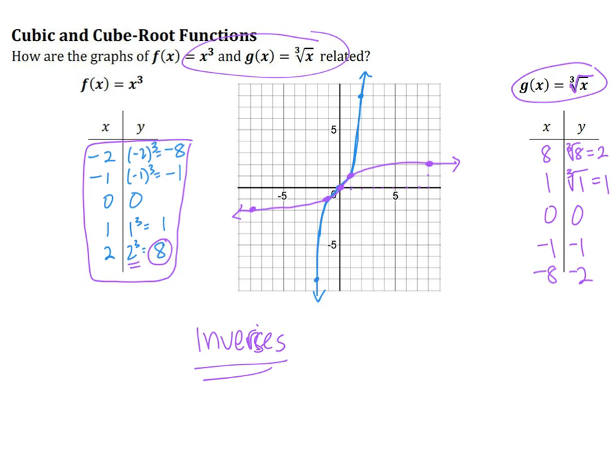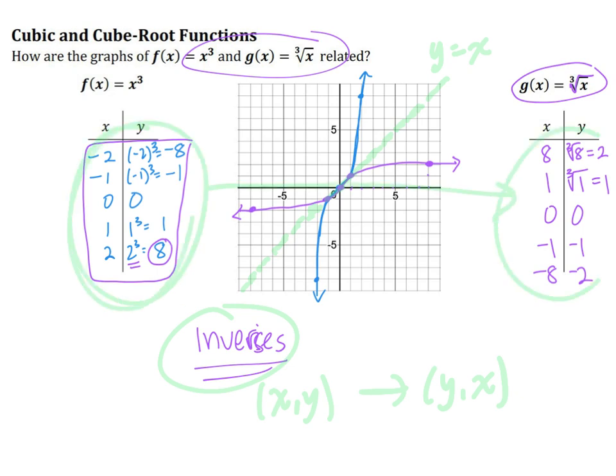Now, if you recall, I didn't say this last time, but inverse functions are reflections over the line y equals x. So these are inverses because I could fold my paper on this green dotted line, and the blue graph and the purple graph would lay right on top of each other. Every x and y coordinate will switch, right? So the 8 becomes the x coordinate, and the 2 becomes the y coordinate. So how are they related? They are inverses.